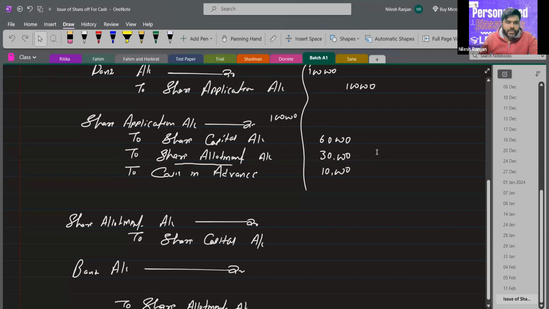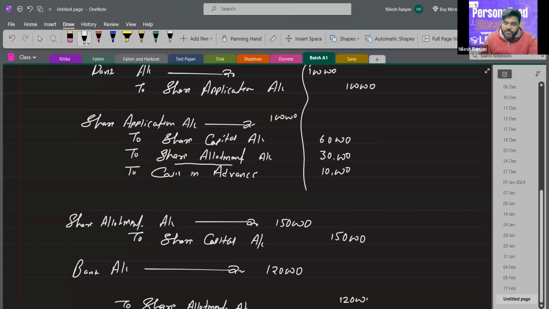Okay, sir. So share allotment account debit to share capital, bank account debit to share allotment. Let's say the share allotment amount is 1,50,000. So you will ask for the full amount 1,50,000, but the shareholder will say that we have already paid 30,000 extra at the time of application, so we will deduct it at the time of allotment. So this is your pro rata allotment. Calls in advance is also 10,000, so in the first call also we will deduct this amount.